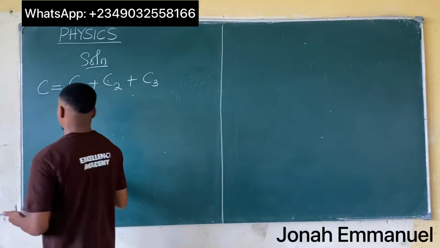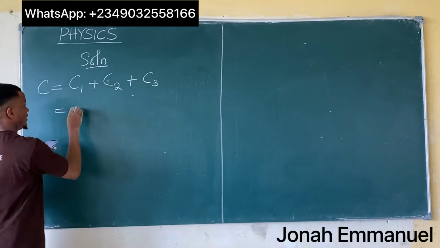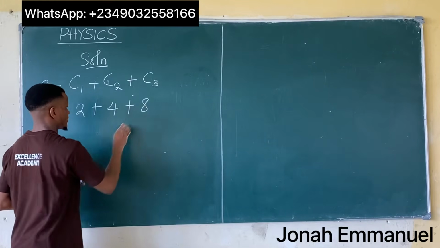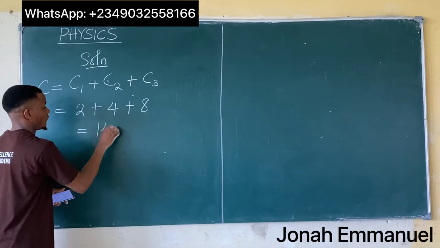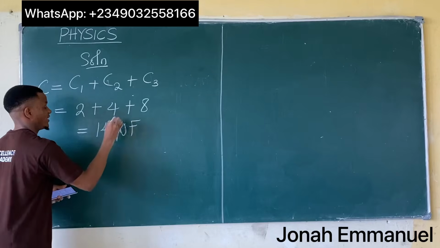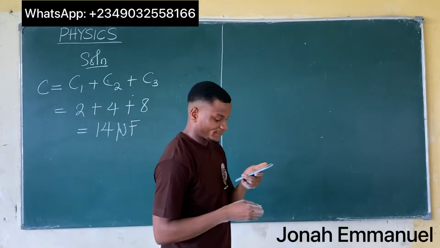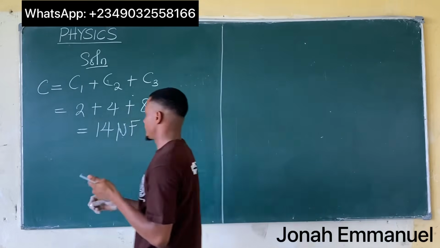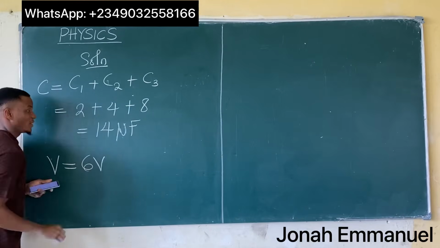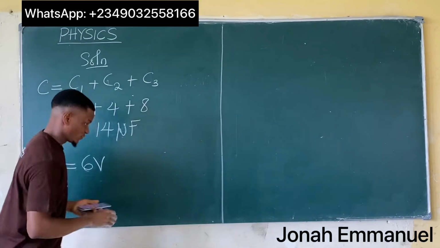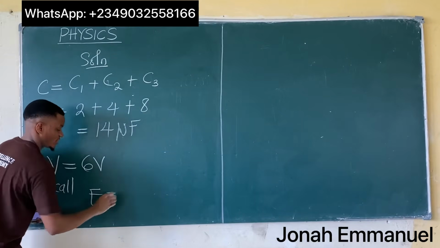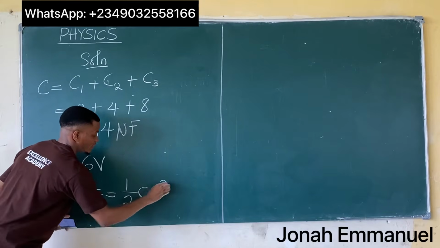For capacitors in parallel, we said sum them up straight. So this is now equal to C1, the first thing there is 2, plus C2 is 4, plus C3 is 8. If I combine, this gives me 14, the unit there, microfarad. So my equivalent is 14 microfarad. Next up, they give us the potential difference or the voltage V as 6 volts. We are asked to find the energy stored in the capacitor. So recall that energy stored in capacitors E is equal to half C V squared.